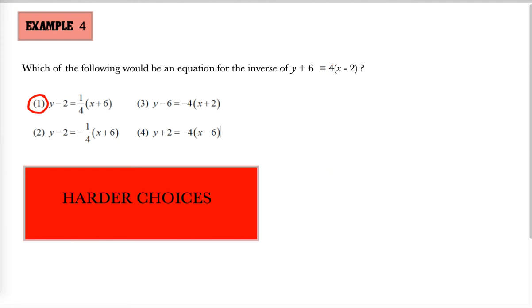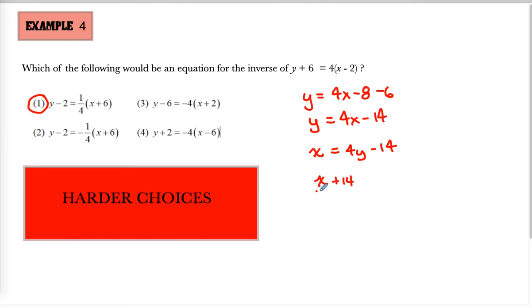Now, once again, you could do the whole thing out. You could say, all right, I'm going to make this y equals 4x minus 8 minus 6. So that's y equals 4x minus 14. I'm going to switch x and y. x equals 4y minus 14. I'm going to solve for y now. x plus 14 divided by 4 equals y. So 1/4 x plus 7/2 equals y.